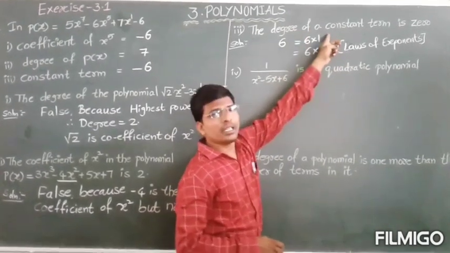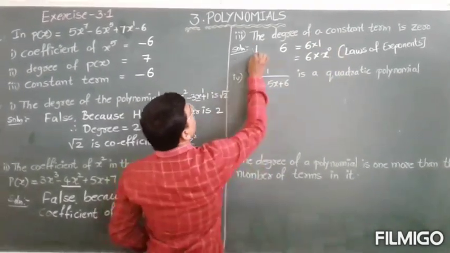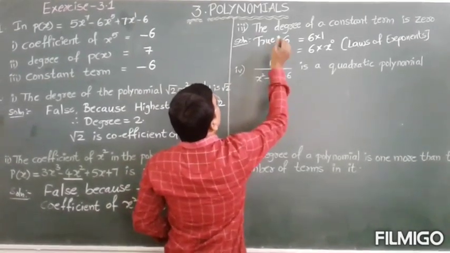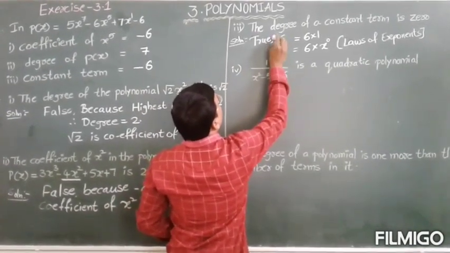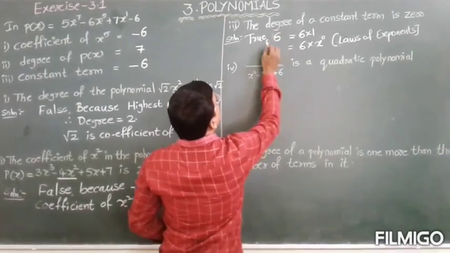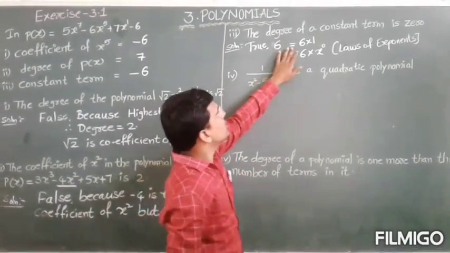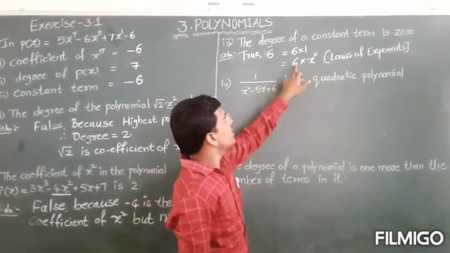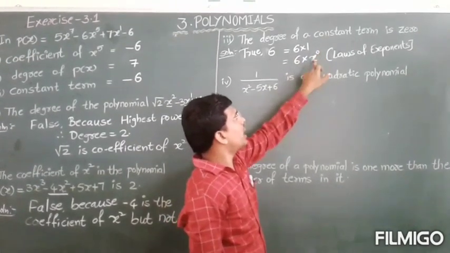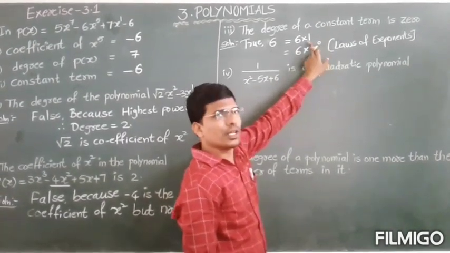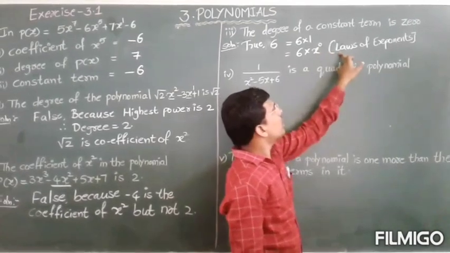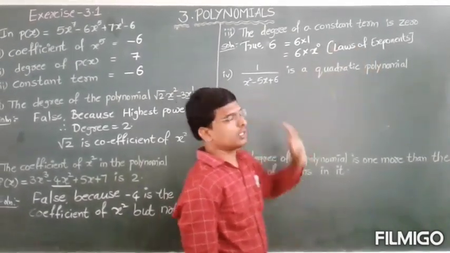Is it correct statement then? Yes, correct. So true. For example, 6 is equal to 6 into 1. You can write it as 6 into x to the power of 0. Anything to the power of 0 is known as 1 only. So this law I am using from laws of exponents.